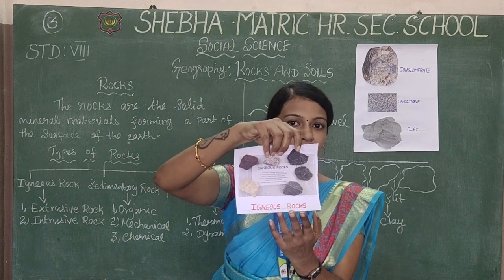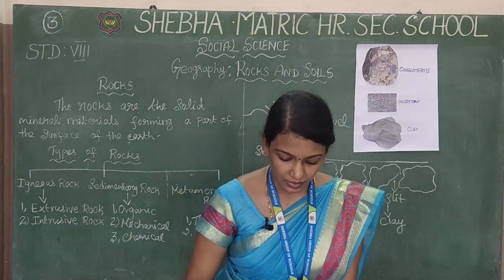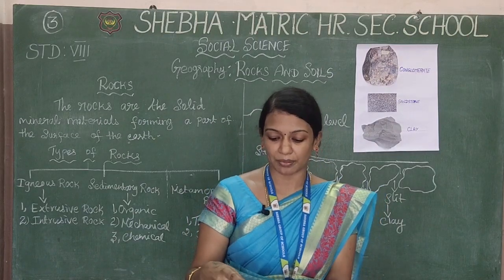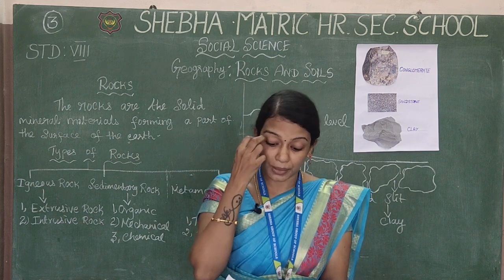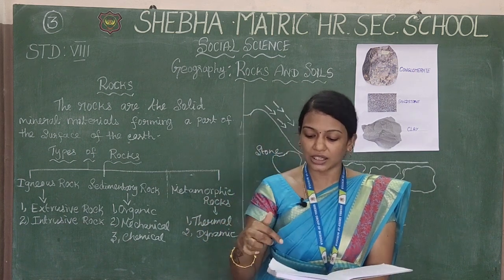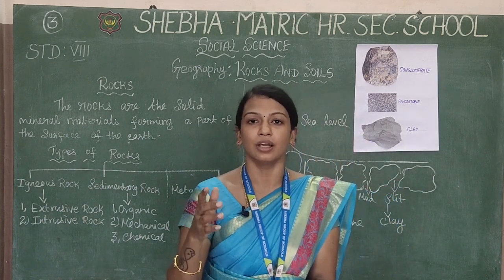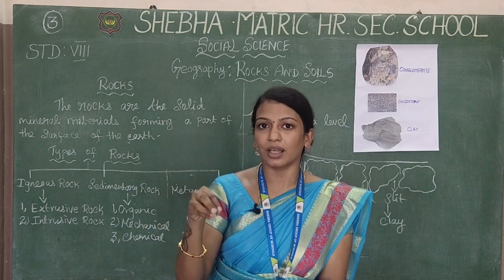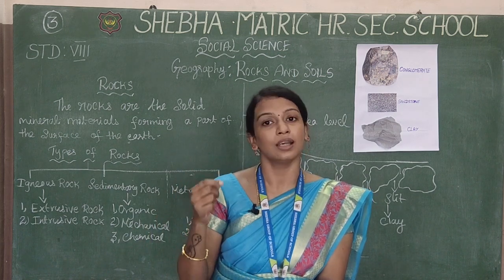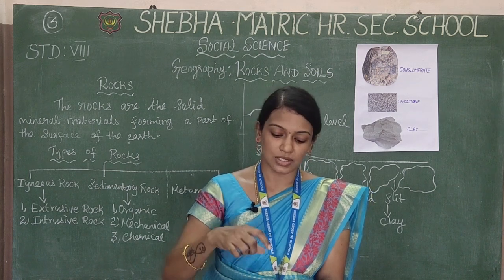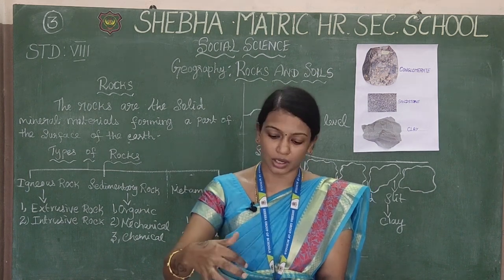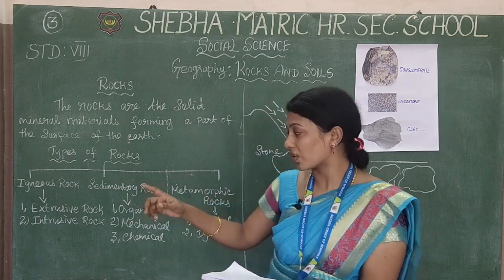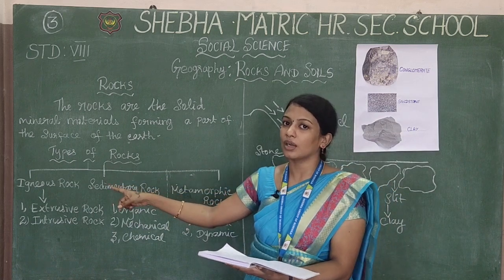First we are going to see the explanation about the igneous rock. Igneous rocks are formed by the solidification of magma. These rocks are also called primary rocks or parent rocks. You know that magma comes from the volcano, it forms inside, and that magma is what we call an igneous rock. So the solidification of magma is called an igneous rock, otherwise called primary rocks or parent rocks.